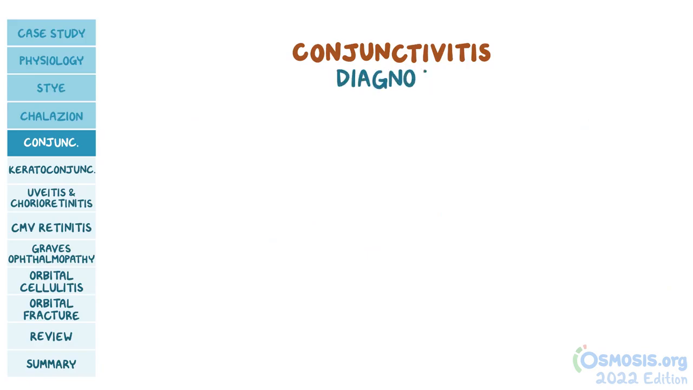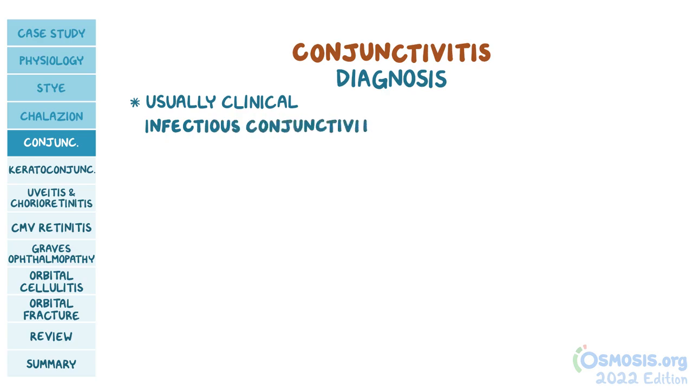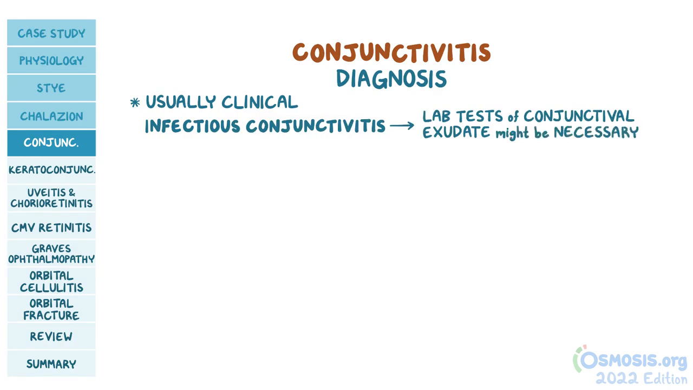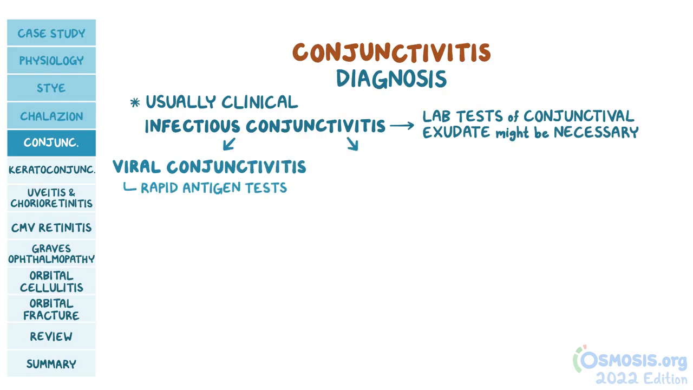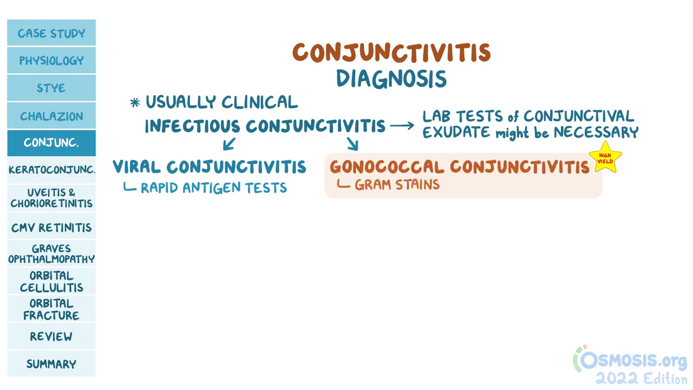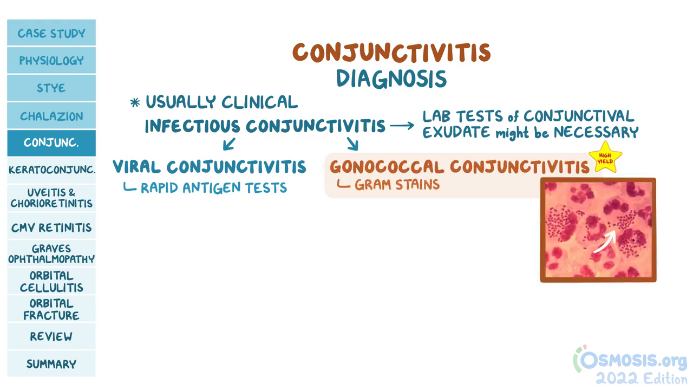Now, diagnosis is usually clinical, but for infectious conjunctivitis, laboratory tests of the conjunctival exudate might be also necessary. Specifically, for viral conjunctivitis, rapid antigen detection tests can be used, whereas in gonococcal conjunctivitis, gram stains can detect the typical gram-negative intracellular kidney bean-shaped diplococci.